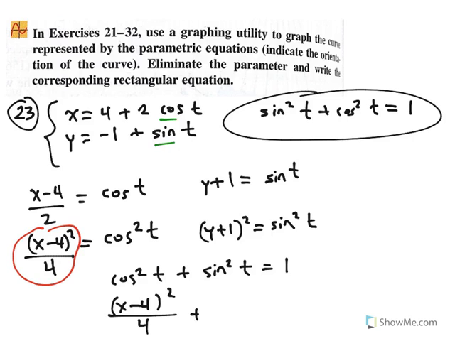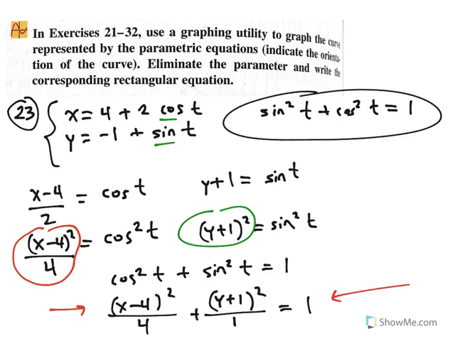So cosine squared t, you can substitute for cosine squared t with (x minus 4) squared over 4. And you can substitute for sine squared t with (y plus 1) squared over 1, if you'd like to write that, and that would be equal to 1. So this is the rectangular equation.